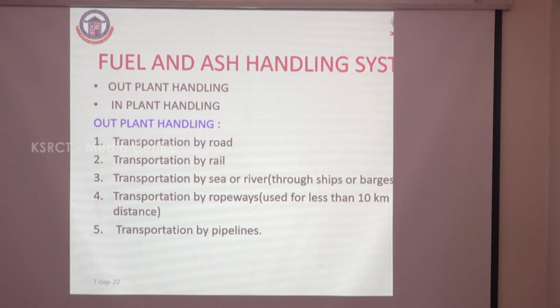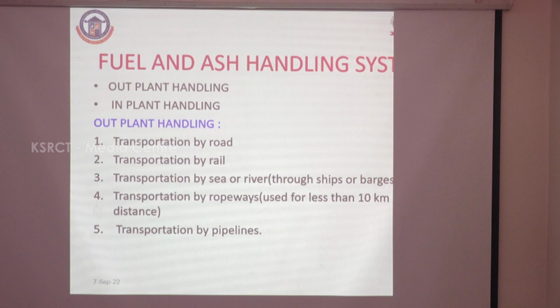The outplant handling is classified into five types. One is transportation by road. Second, transportation by rail. Third is transportation by sea or river. Fourth is transportation by ropeways. Fifth is transportation by pipelines.